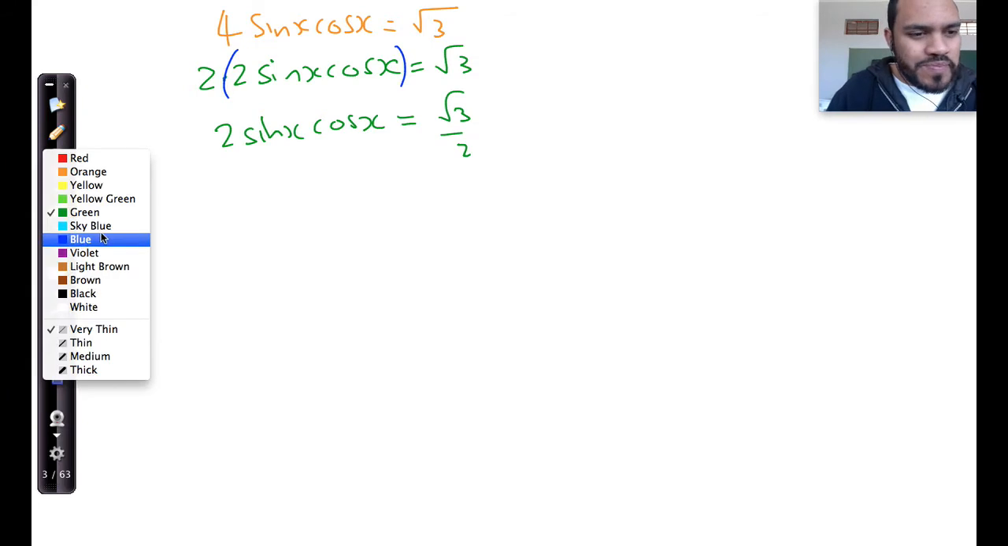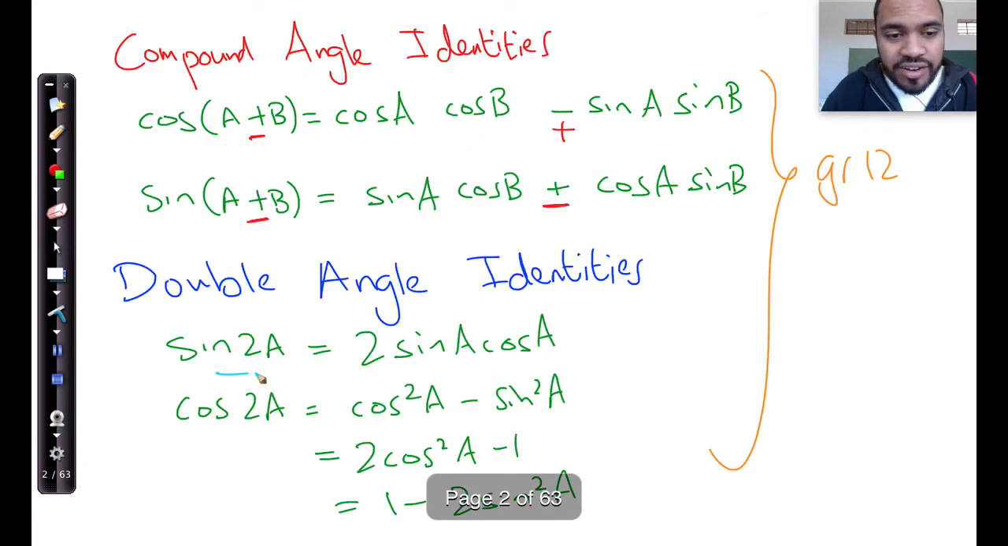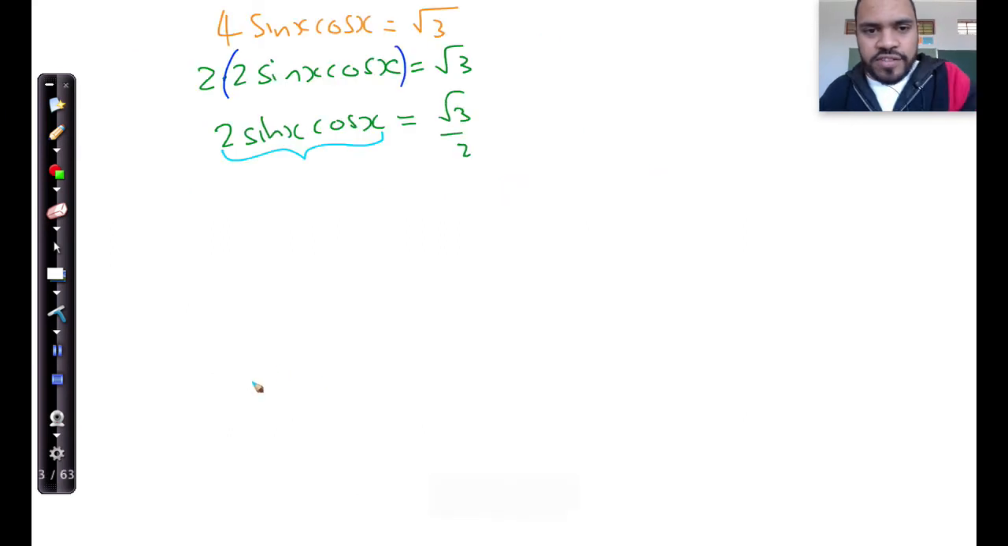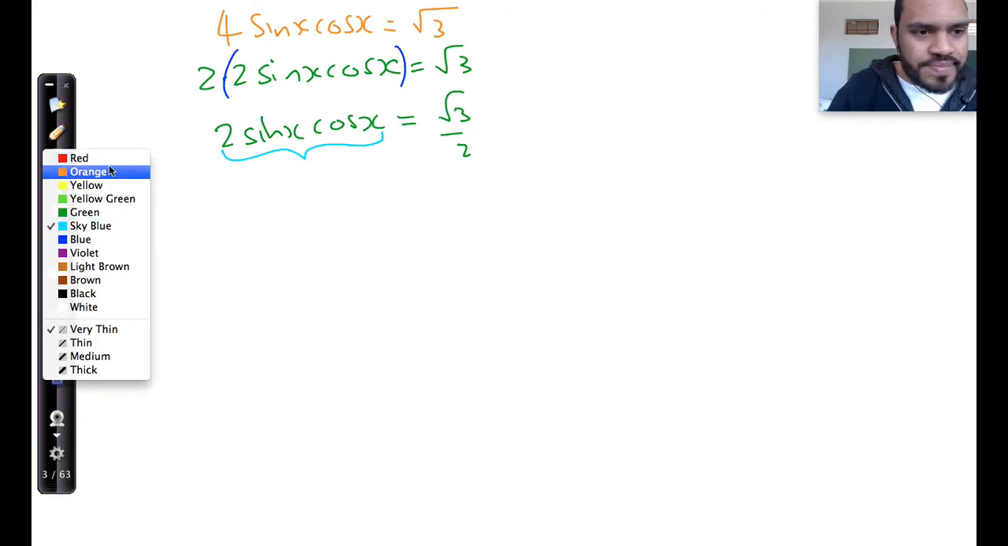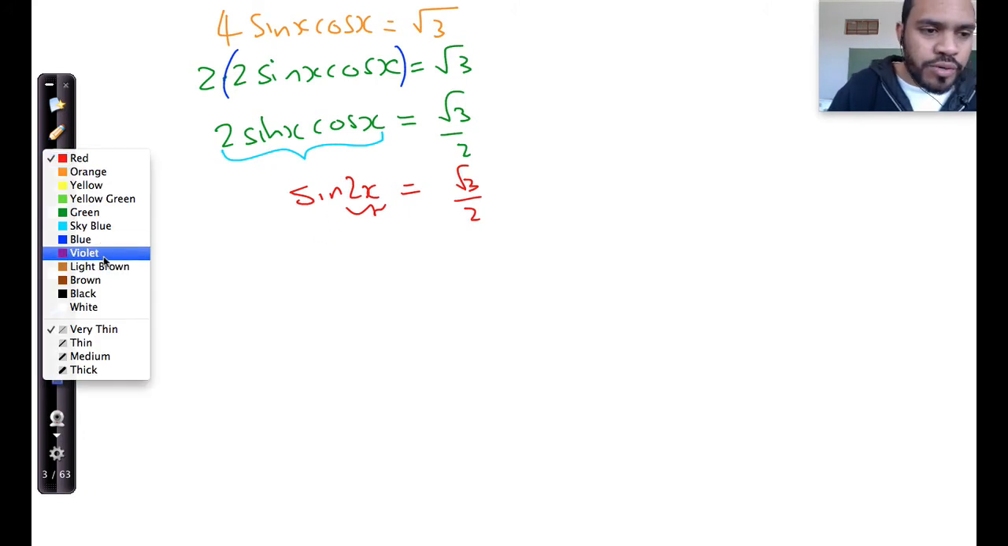Now, let's use sky blue over here. 2 sine x cos x. You happen to know that that is an identity for sine of 2x. So if I put that in over here, I'm going to get that that thing is equivalent to sine of 2x, and that is equal to root 3 over 2. Now this is very easy because now I've got an angle, I've got a number, and I've got a single trigonometric ratio. Now we can use our CAST approach.